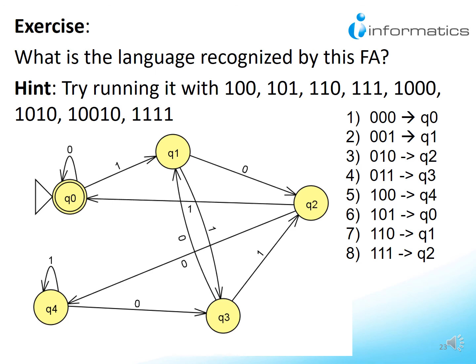So actually, every state of this machine represents the binary input recognized mod 5. So Q2 means it has encountered a binary input, and so far the value of the binary input mod 5 is 2.